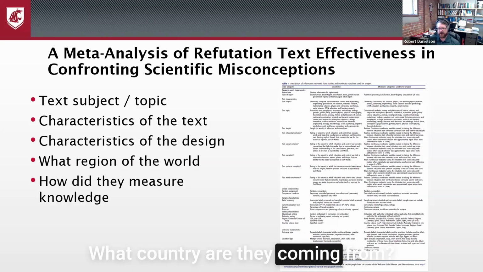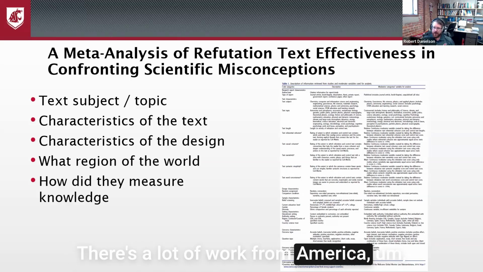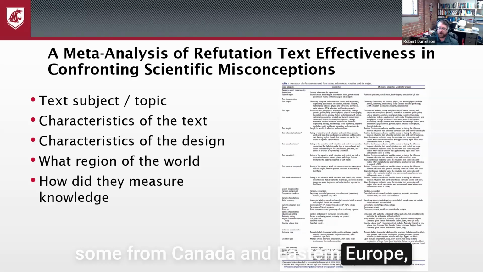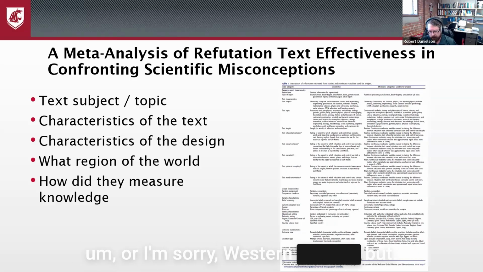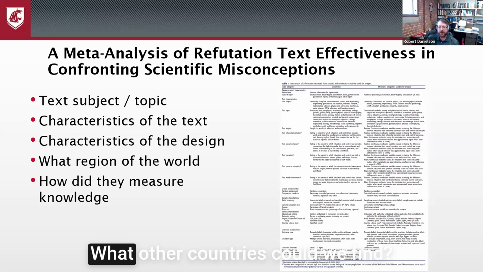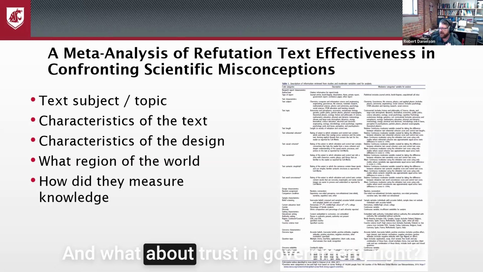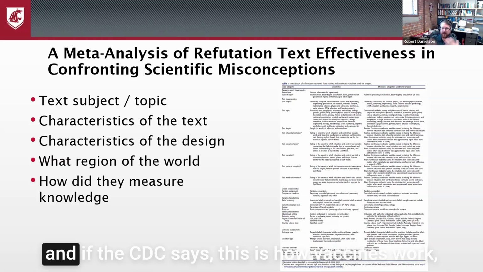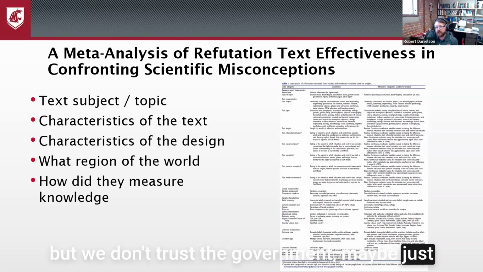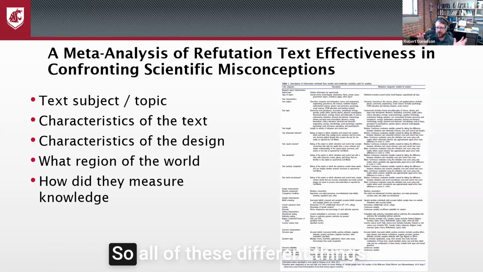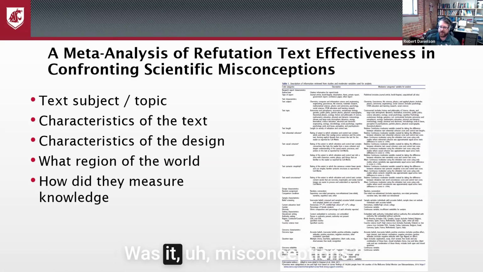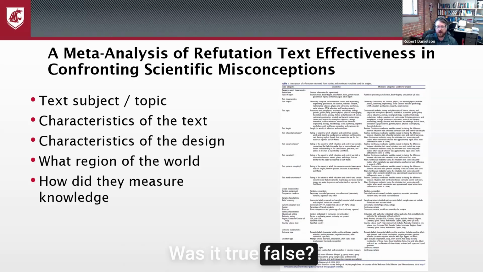What country are they coming from? There's a lot of work from America, some from Canada and Western Europe. But what other countries could we find? And what about trust in government, right? Americans aren't always the most trusting folks. And if the CDC says this is how vaccines work, but we don't trust the government, maybe trust in government writ large would predict. So all of these different things. And also, how did they measure knowledge? Was it misconceptions? Was it true, false? Was it multiple choice? Was it open answer?